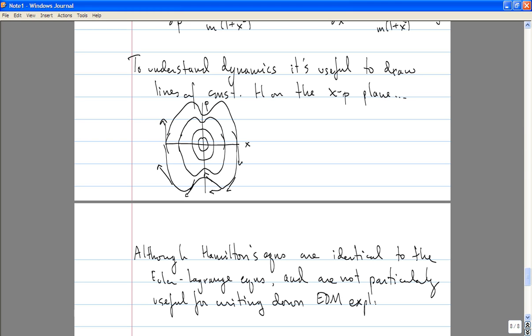In particular, in the previous two examples that I worked out, you saw that you could have just as easily written down the Euler-Lagrange equations rather than trying to write down Hamilton's equations. And so even though Hamilton's equations aren't particularly useful for writing down the equations of motion explicitly, there are many instances where Hamilton's equations are conceptually clearer. So there are many conceptual advantages.